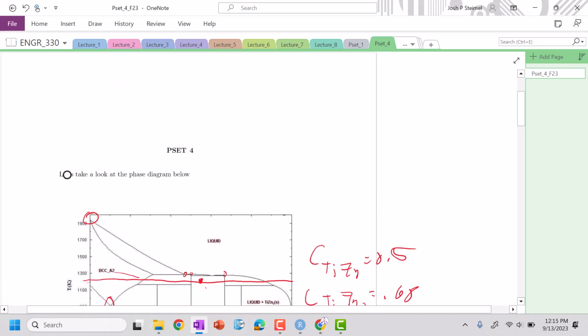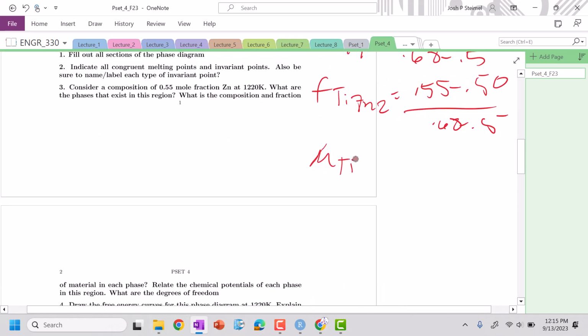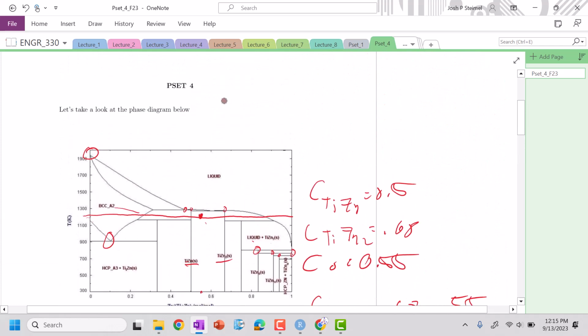Relate the chemical potentials of each phase in this region. They must be equal because we're in a two-phase region, so the chemical potential of TiZn equals the chemical potential of TiZn2. And if I'm in this region, what's my Gibbs phase rule? D plus P equals C plus 1. Components is 2 plus 1 here, 2 phases, 1 degree of freedom. Because again, if I change temperature, that composition will change.